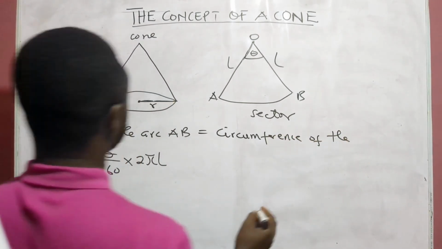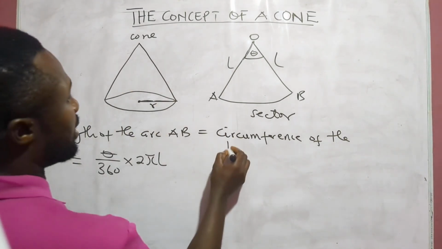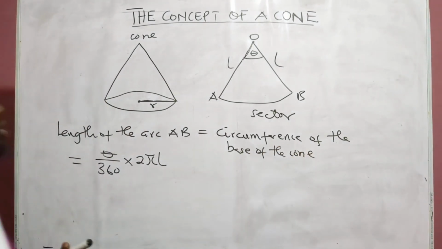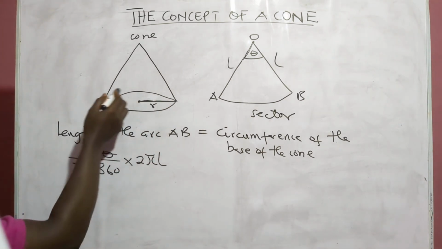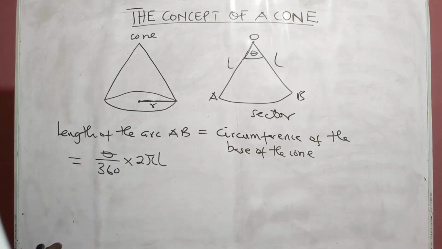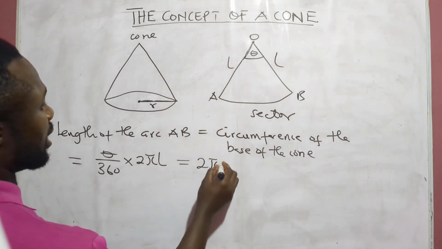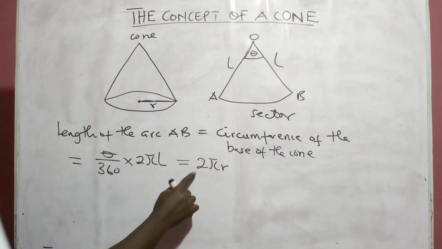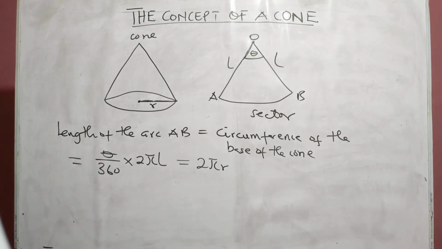of the base of the cone. We know that the base of the cone is a circle. The cone has a circular base, so it's equal to the circumference of the circular base of the cone. And what is the circumference of the circular base of the cone? Circumference of a circle is 2 pi r. Since this particular r is for the radius of the circular base, then the circumference is 2 pi r.